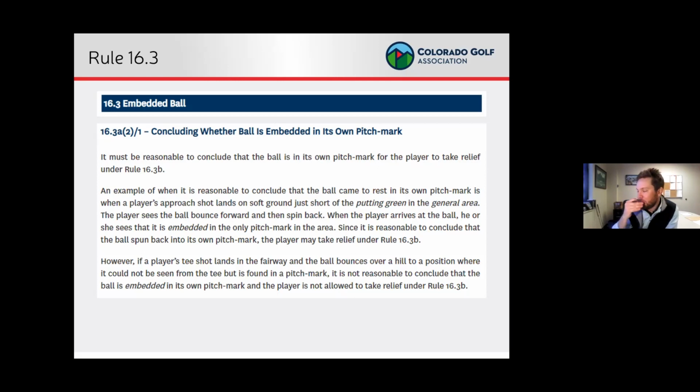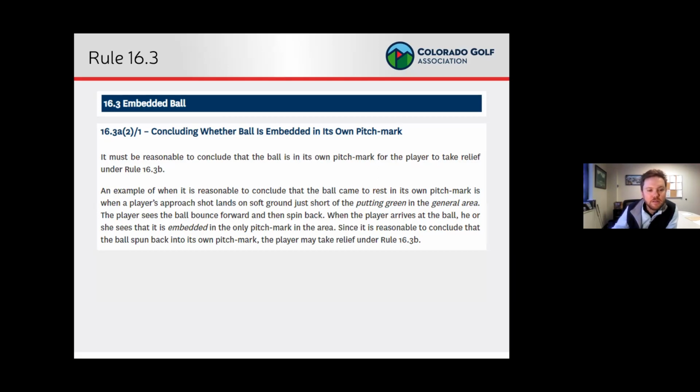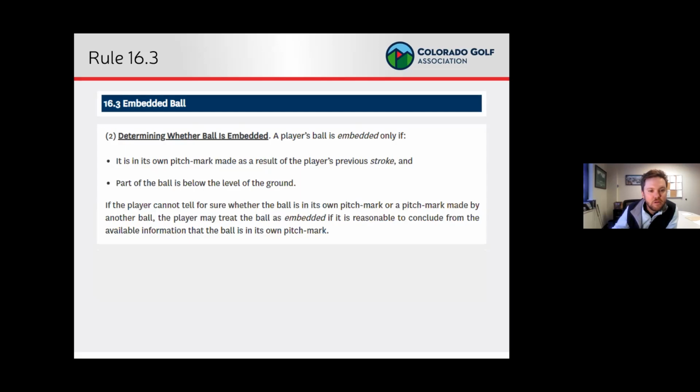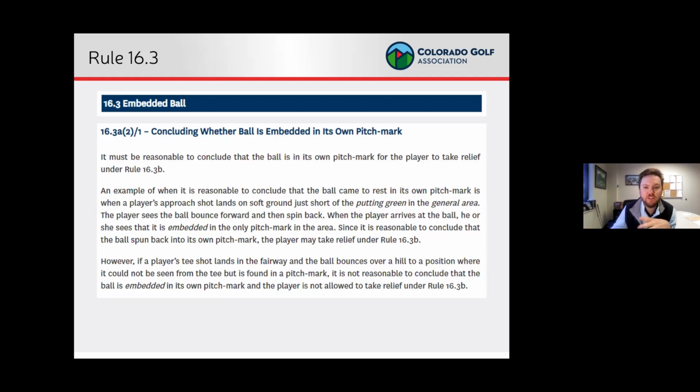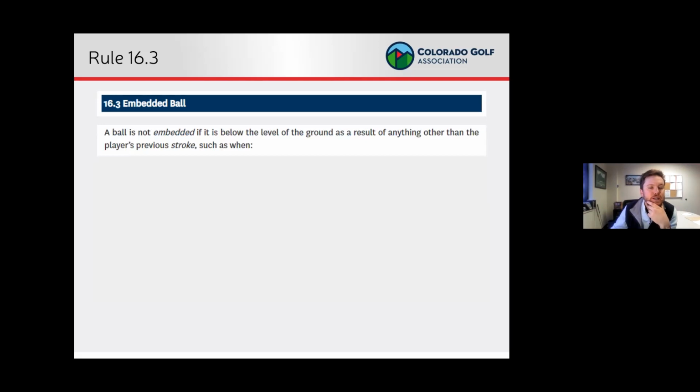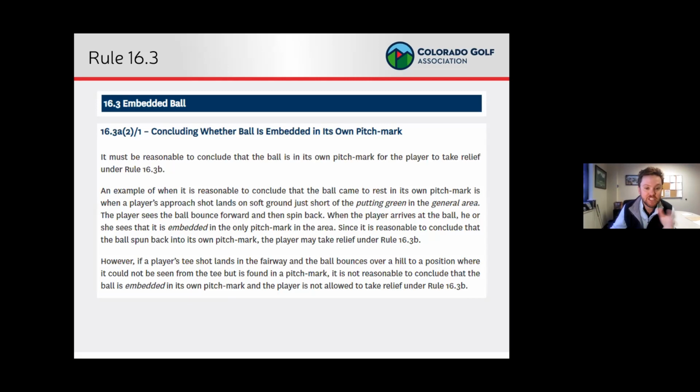So again, I don't know if we apply knowledge or virtual certainty here, but let's look. It doesn't say anything about knowledge or virtual certainty, but you have to conclude if it's reasonable. And percentage-wise, I don't know what to hang on that one. But we have a good interpretation of when it's reasonable and not reasonable to take relief. Usually it's going to be pretty obvious. And if it's not obvious, then like we saw in that last paragraph, it's not reasonable to conclude that the ball is embedded in its own pitch mark, and the player is not allowed to take relief under 16.3b.